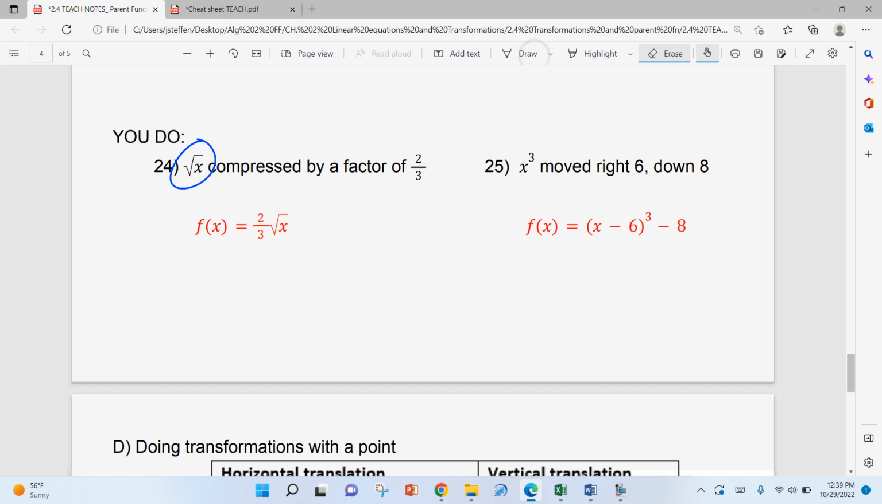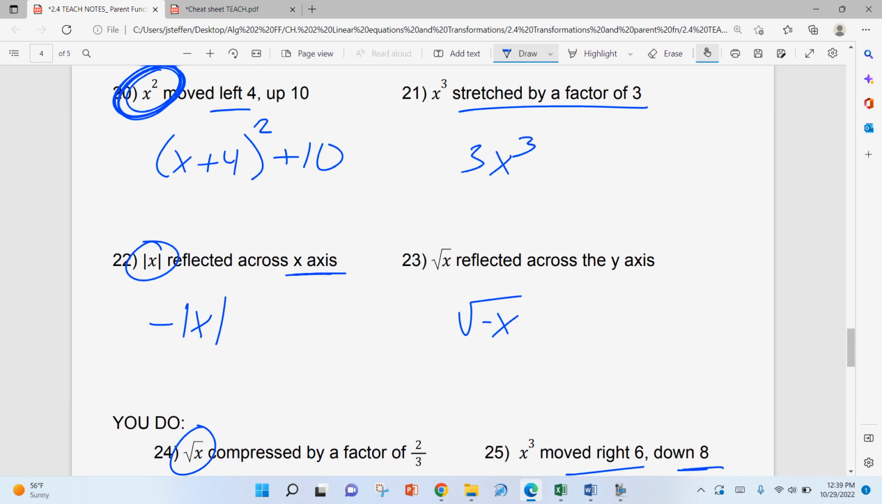But either way, the good news is it doesn't even matter, because whether it's 6 or 2/3 or whatever, you still put it in the function the same way. 2/3 times the square root of x. And then right 6 is negative 6. Down 8 is minus 8.